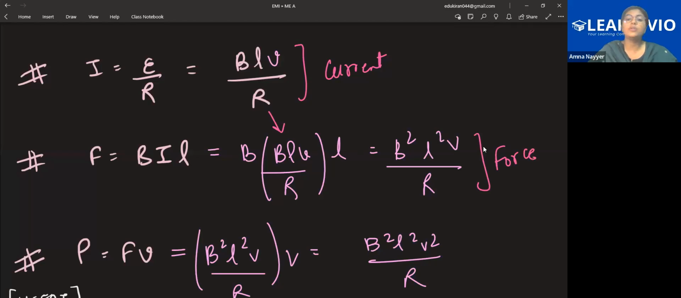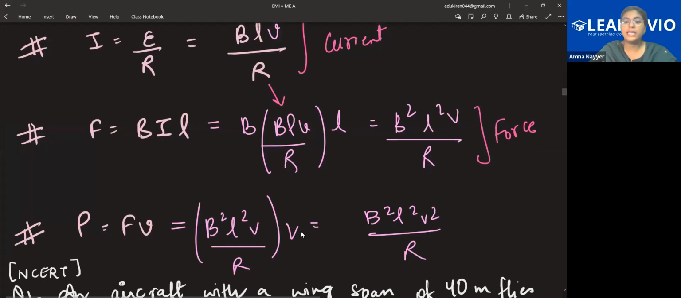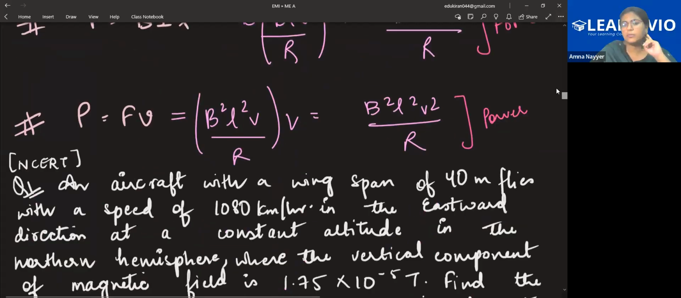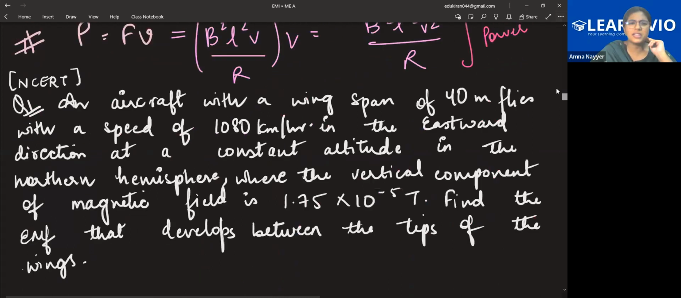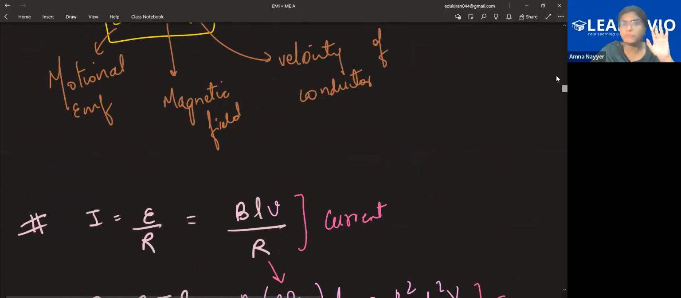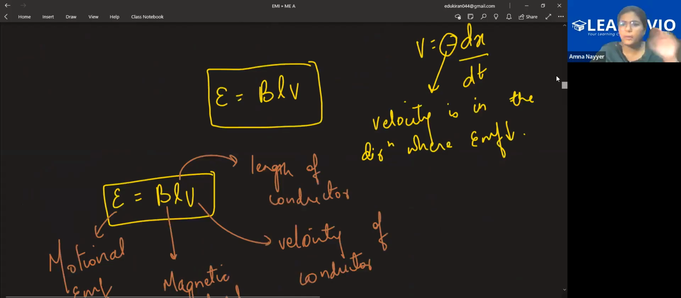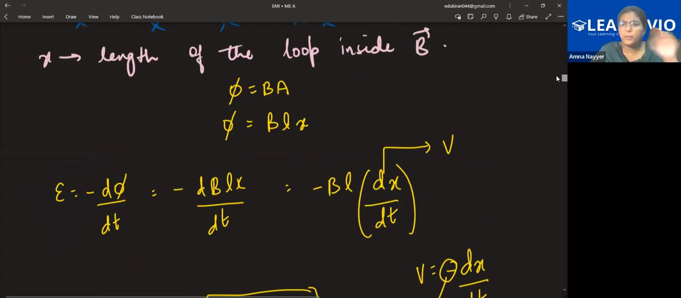And you know that power is equal to force into velocity. So you multiply by one more velocity, and this is the formula for power: B square L square V square by R. These are the formulas. One question we will see from NCERT. Easy question. This topic, motional EMF, is very easy, but the formula comes in the exam, so it's important. Write it. This you have written, this derivation part from here.